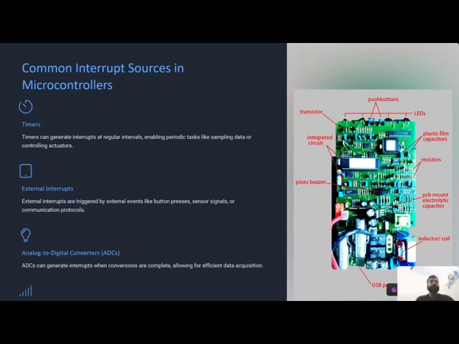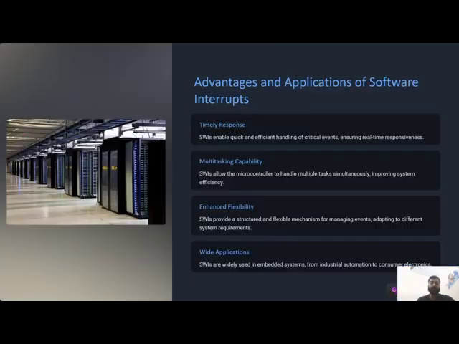So, common interrupt sources in microcontrollers. Timers can generate interrupts at regular intervals, enabling periodic tasks like sampling data or controlling actuators. Second one, external interrupts: external interrupts are triggered by external events like button presses, sensor signals, or communication protocols. Third one, analog to digital converters, ADCs: ADCs can generate interrupts when conversions are complete, allowing for efficient data acquisition.